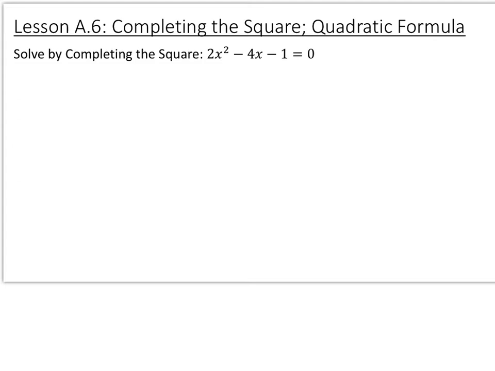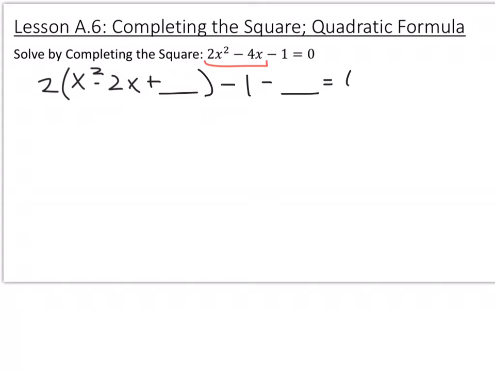And the first step is to factor out anything that's multiplied by your squared term. We don't want to divide it away completely, so we're just going to factor it out of anything that has an x in it. So I factored the 2 out of the x squared, I'm left with x squared. I factored the 2 out of the negative 4x, so I'm left with negative 2x. So then I'm going to leave a space to complete my square and close my parentheses. I'm going to keep my negative 1 where it is, and then I'm going to leave another space to complete my square.